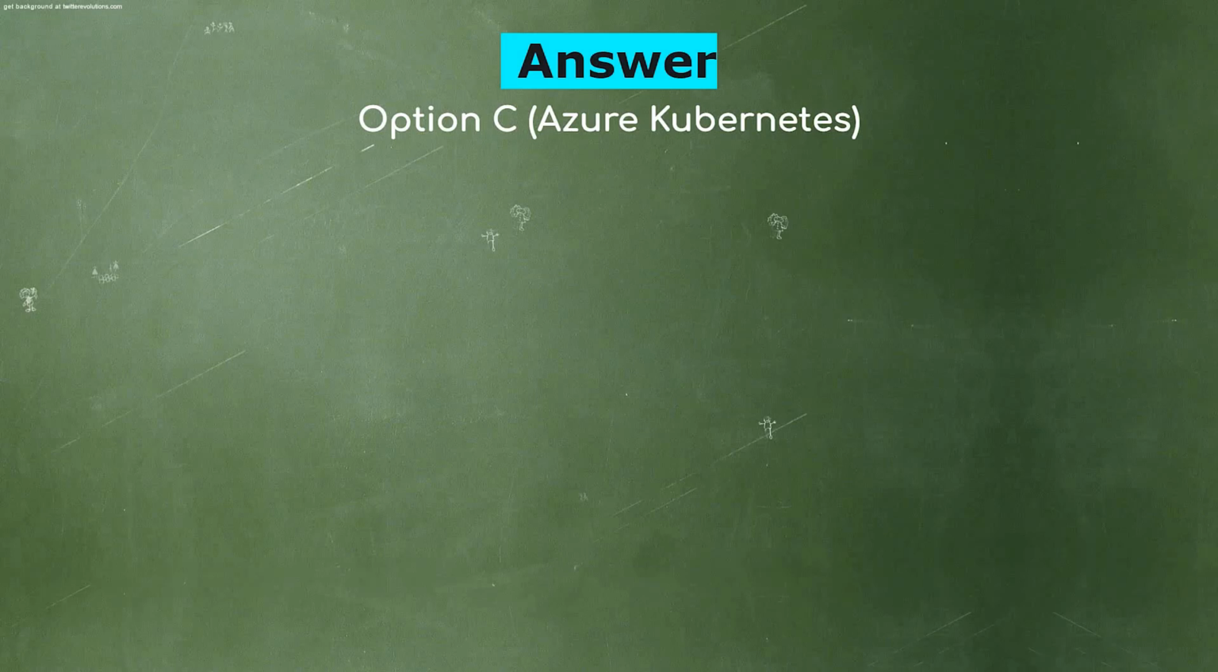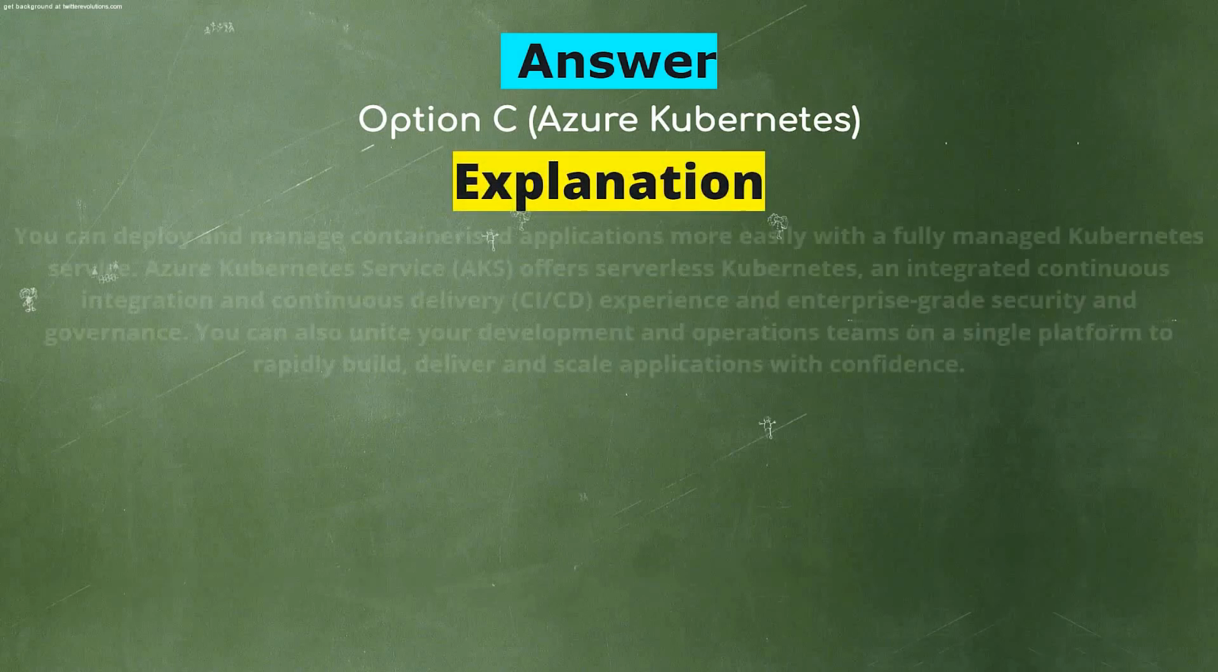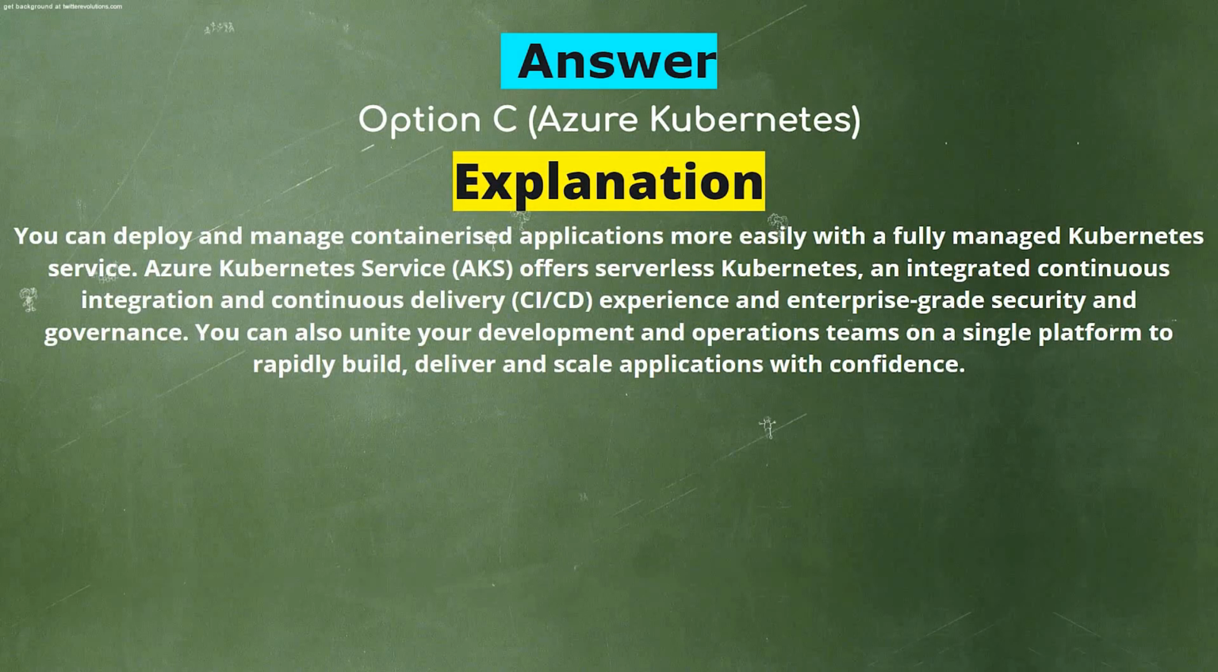Azure Kubernetes. Explanation. You can deploy and manage containerized applications more easily with a fully managed Kubernetes service. Azure Kubernetes Service offers serverless Kubernetes, an integrated continuous integration and continuous delivery experience, and enterprise-grade security and governance. You can also unite your development and operations teams on a single platform to rapidly build, deliver, and scale applications with confidence.